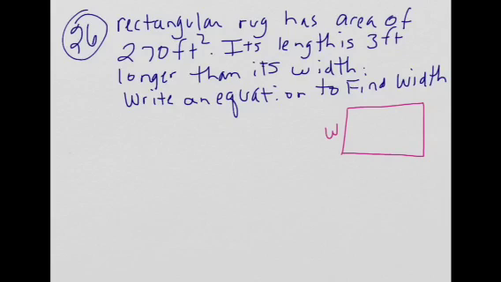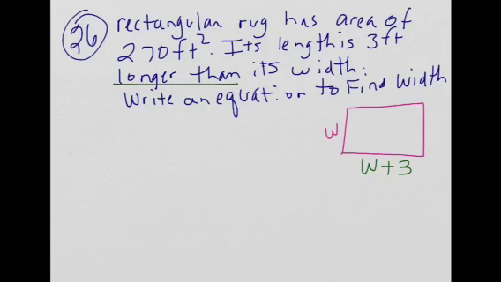Alright, a rectangular rug, and we are given an area. The first thing we're told is that the length is 3 feet longer than its width. So let's do some mental math here. If our width is 10, then our length would be 10 plus 3, which is 13. If our width is 20, then our length would be 20 plus 3, which would be 23. So if our width is w, our length is going to be w plus 3.